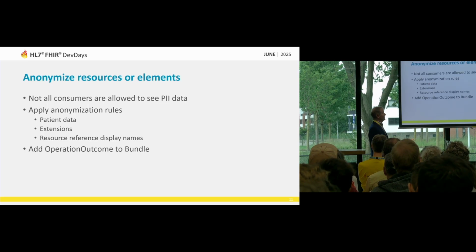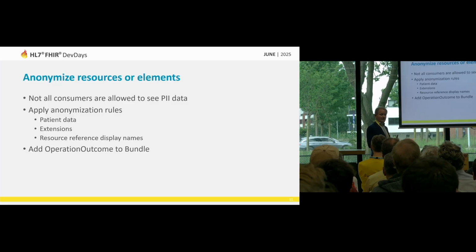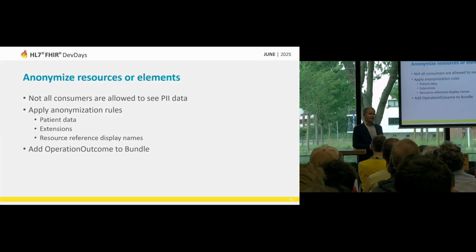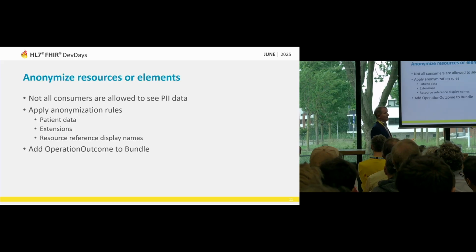So in this case, when you intercept the bundle on the way out, you have the entire bundle. You can decide again to run some kind of anonymization engine, remove certain resources, remove certain elements from resources, or anonymize certain elements. Examples might be dates of birth, genders, names, addresses, that kind of thing. Even things like display names attached to resource reference links that show the patient name. And again, you may also want to include an operation outcome in the bundle before it goes back to the consumer, telling them what you've done. So we've applied certain anonymization rules to this particular data set because of reasons X, Y, and Z, and so on.